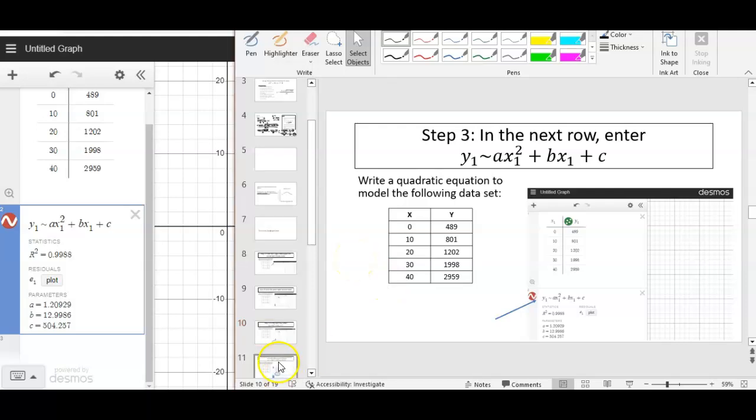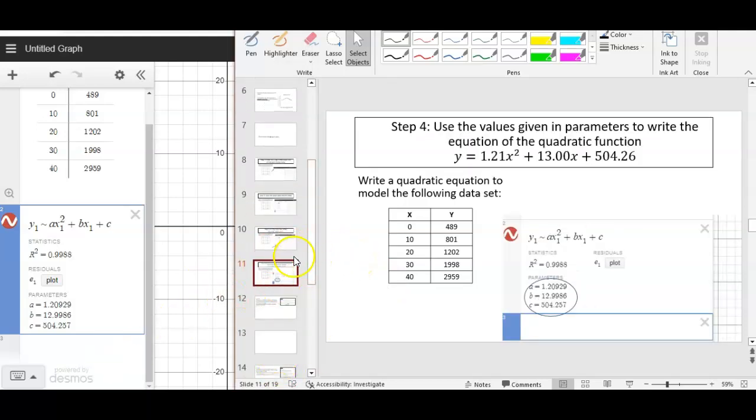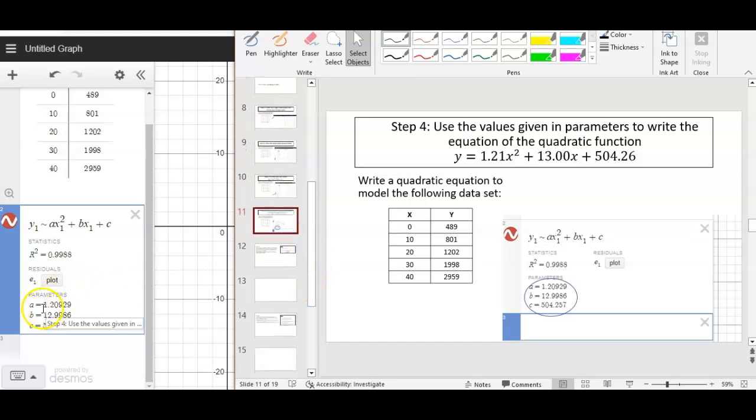Now it gives us the values of a, b, and c that we need to write our quadratic equation. So we can plug in this value 1.21 for a, and then we have 1.21x squared. B is about 13, so we have 13x, and then c is about 504.26, so that's what's in our equation.